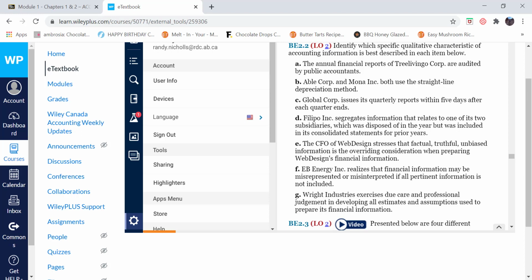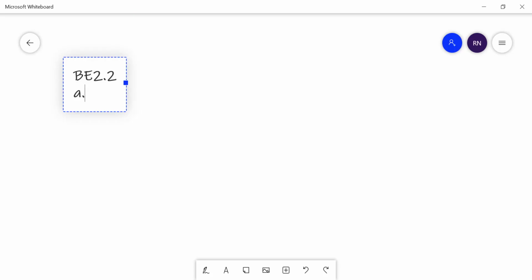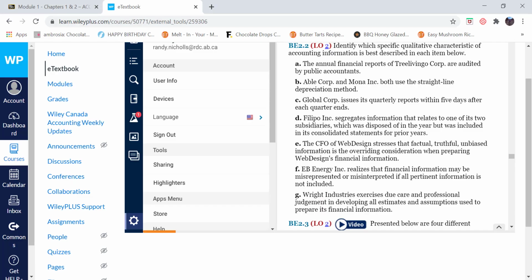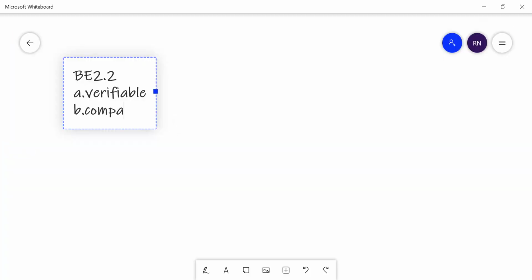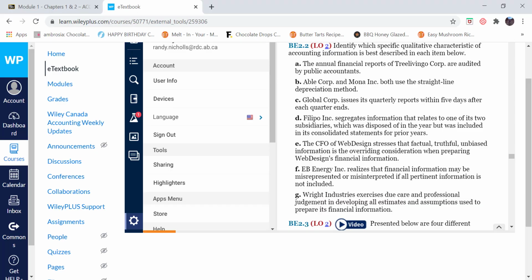So identify which specific qualitative characteristic of accounting is best described in each item below. So this is the same as BE 2.1. We're just looking for qualitative characteristics. A, annual financial reports are audited by public accountants. Well, what an audit is doing is it's verifying. A knowledgeable third party, like an auditor, should be able to go in and get the same numbers. B, Able Corp and Mona Inc. both use straight line depreciation method. That's comparability. Companies in the same industry should be using similar policies.